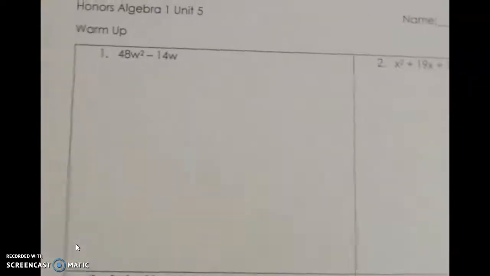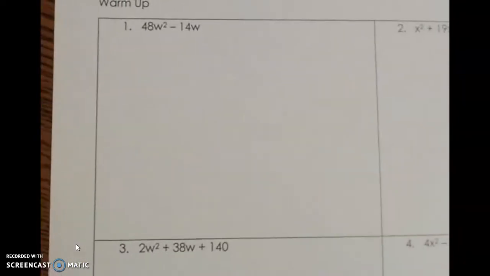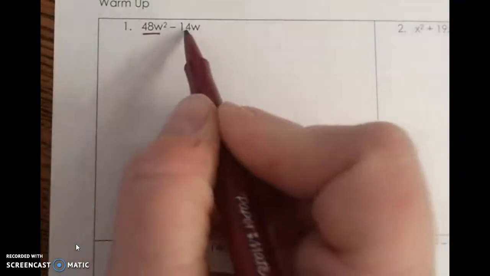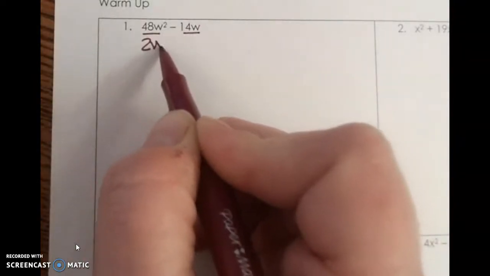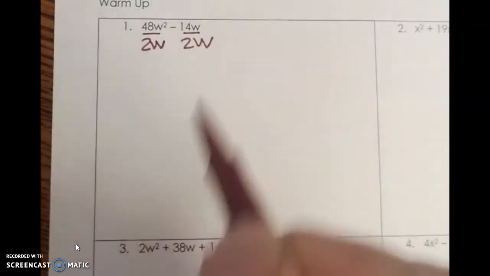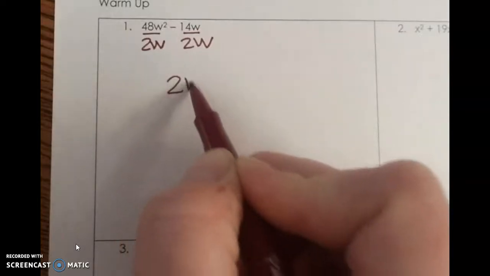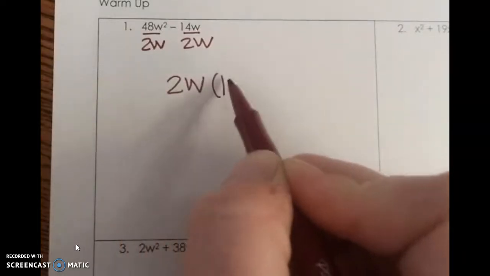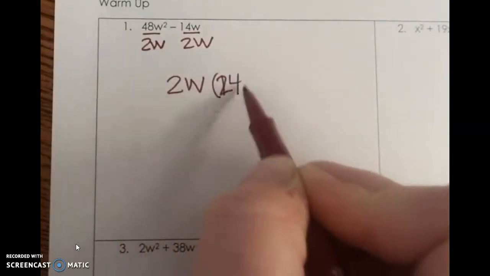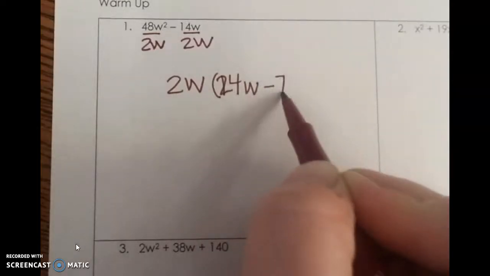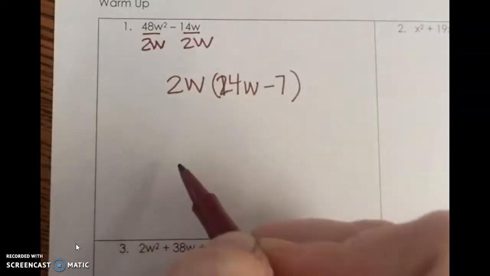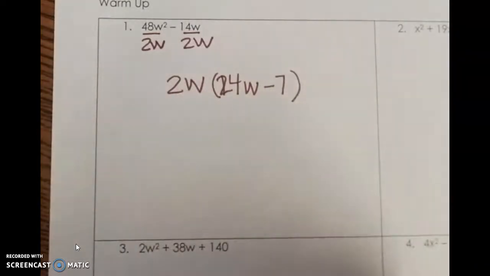If we look at number 1 on our warm-up today, there is something we can do to this, because it does actually have a GCF of 2w. And when I pull the GCF out of it, I'm left with 24w minus 7. Because I was able to do something to this, this is not prime. Only when you can do nothing to it.